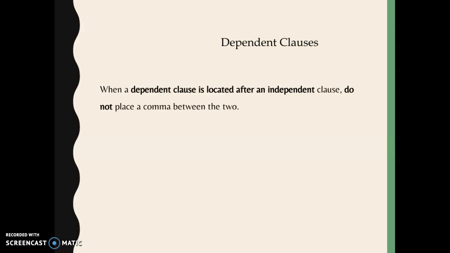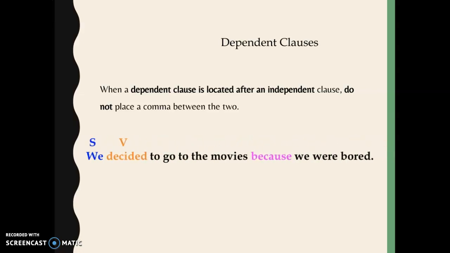Dependent clauses. When a dependent clause is located after an independent clause, do not place a comma between the two. An example, we decided to go to the movies because we were bored. The subject and the verb, we decided. The conjunction is because.